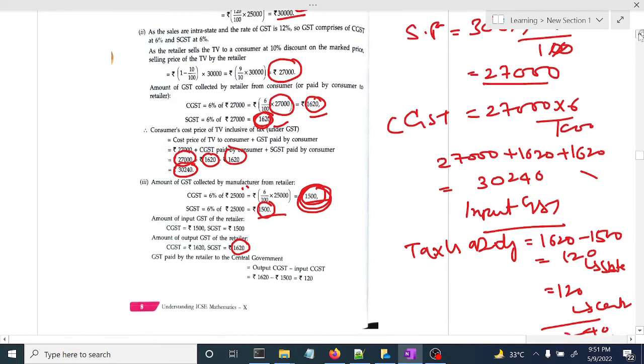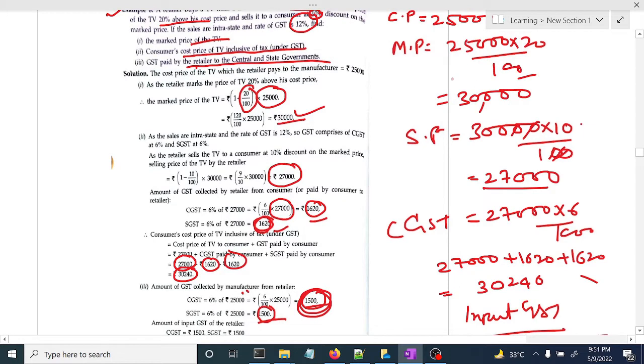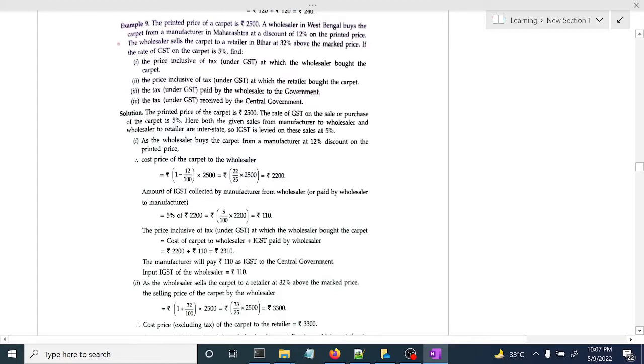So always remember, whenever there is a question that how much dealer is paying directly to government, it means the difference of input and output tax, the tax which he has to pay to government, the tax liability which the dealer is having. Now here comes our example number 9.